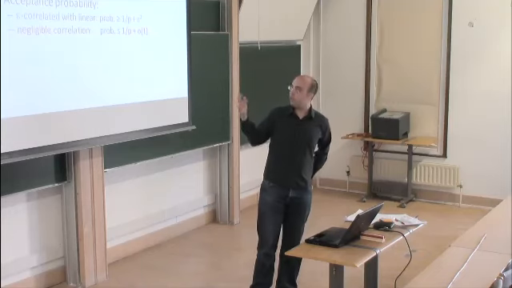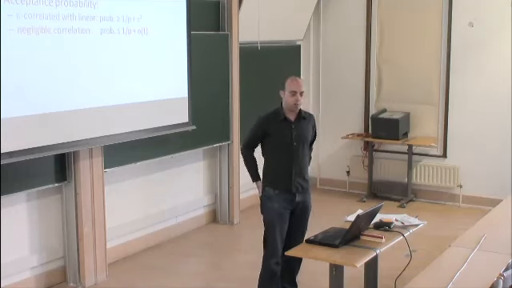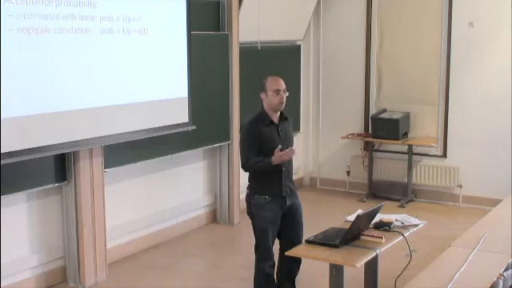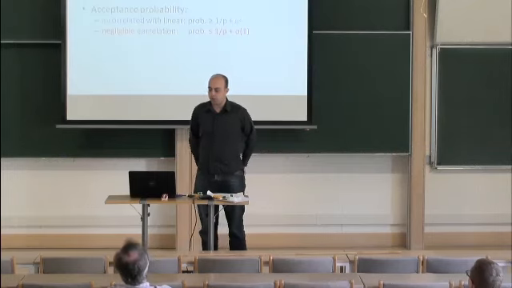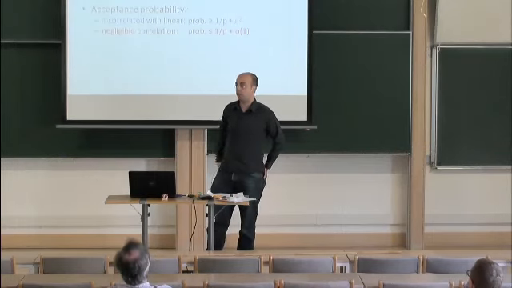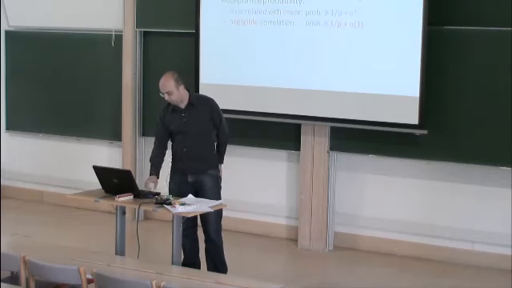So 1 over p is the probability to accept a random function. That's a trivial acceptance probability. And the probability to accept a function that has some correlation with linear functions is somewhat better than that. So the acceptance probability of this local test, which is equivalent to the linear average that we had before, tells us something about the global nature of this function. Okay, so I just want to set the framework in this relatively simple example of linearity testing.